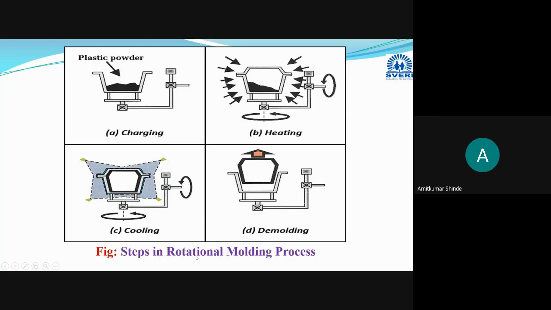In this way, with the help of rotational molding, hollow parts can be obtained. Large hollow parts can also be obtained, like water storage tanks. So in these four stages the rotational molding process is completed. First is charging, then heating and biaxial rotation, then cooling, and in the last stage demolding is done and the final product is obtained. In this way the rotational molding process is performed.